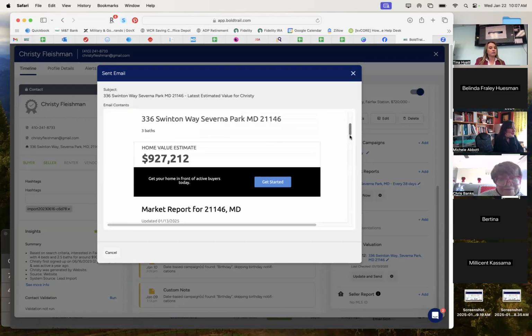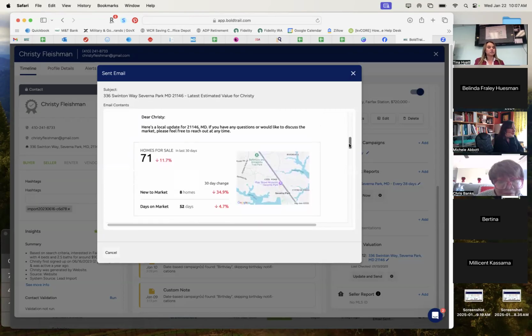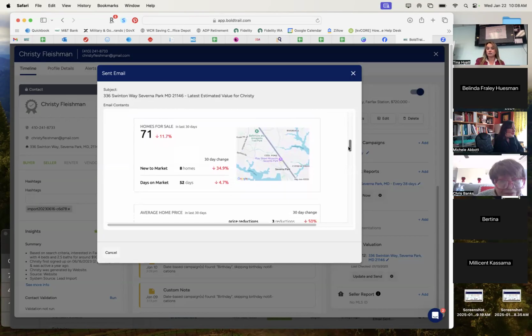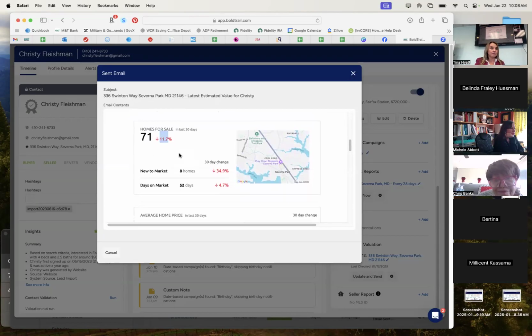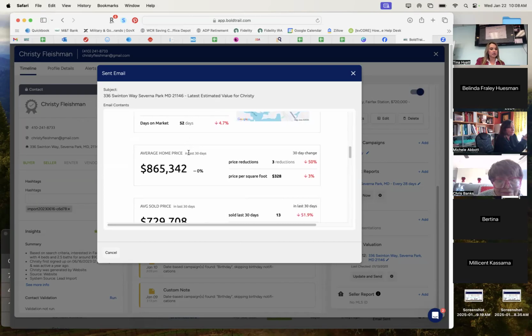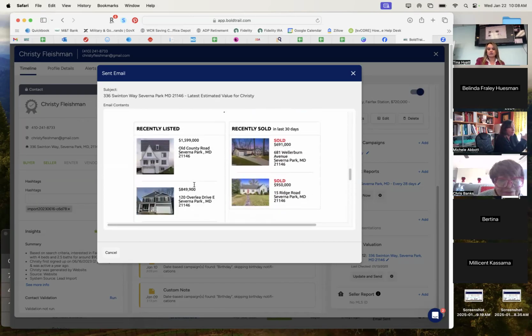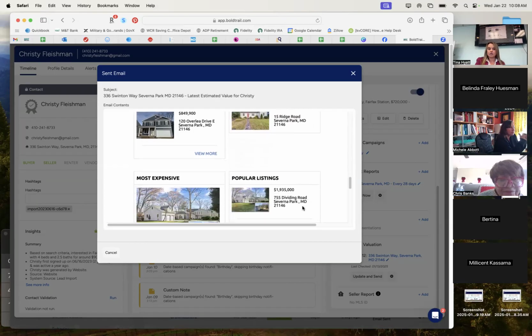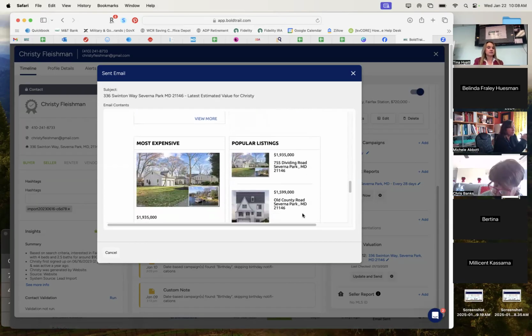You can see it's got the market report in there also. So it's going to tell her in her zip code, here's what's going on. So 71 homes went up for sale in the last 30 days. That's an 11% drop, almost 12% drop from the previous month. And then it breaks it down: average days on the market, new to the market, average home price. It gives her listings for sale. So other listings for sale in her area, solds and recently listeds. And then when she clicks on any of these, it's going to take her to your website specifically.